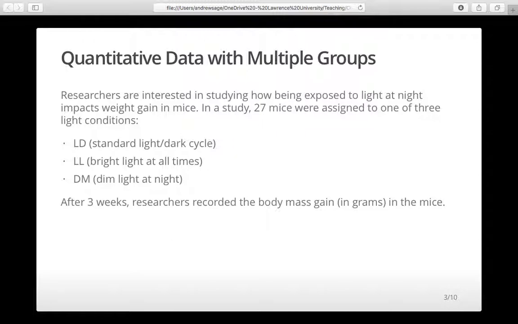One group of mice was kept in standard light conditions during the day and in dark at night. Another was kept in bright light at all times. The third was kept in dim light at night and regular light during the day. After 3 weeks, the researchers recorded the body mass gain in grams in each of the mice.